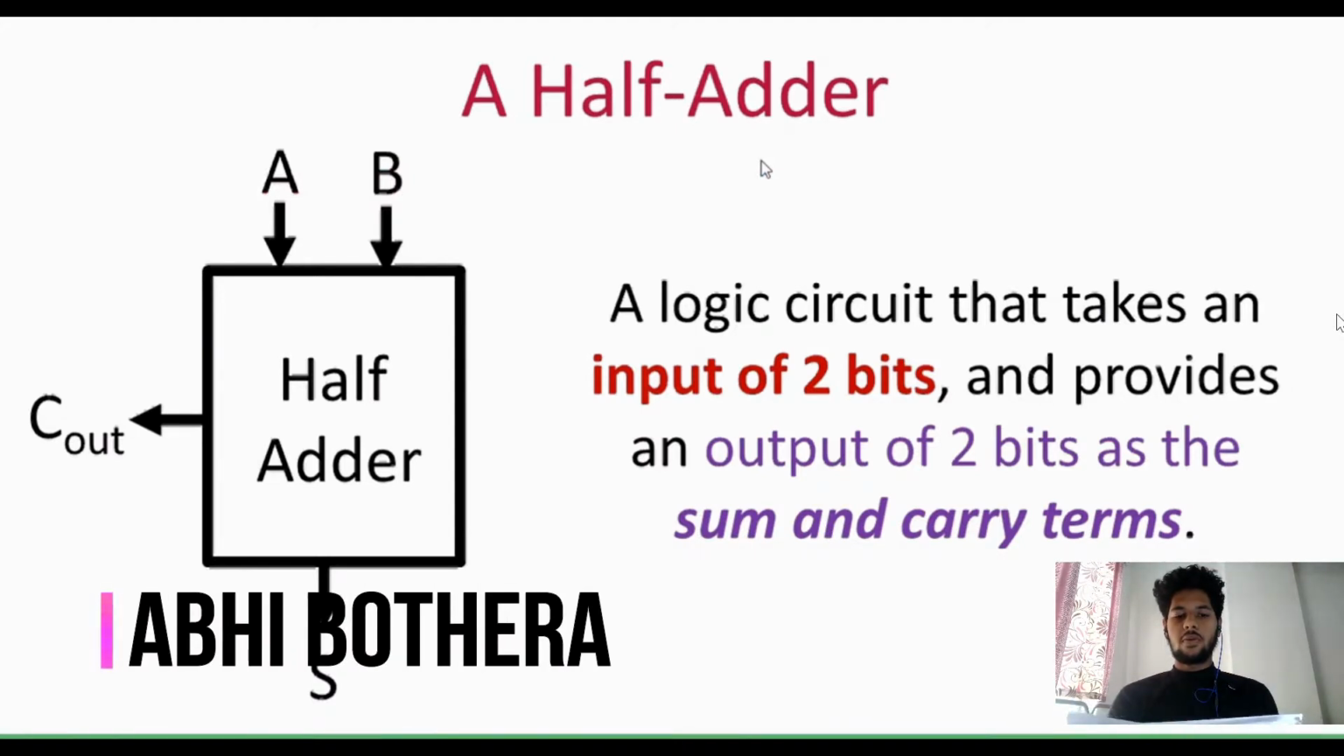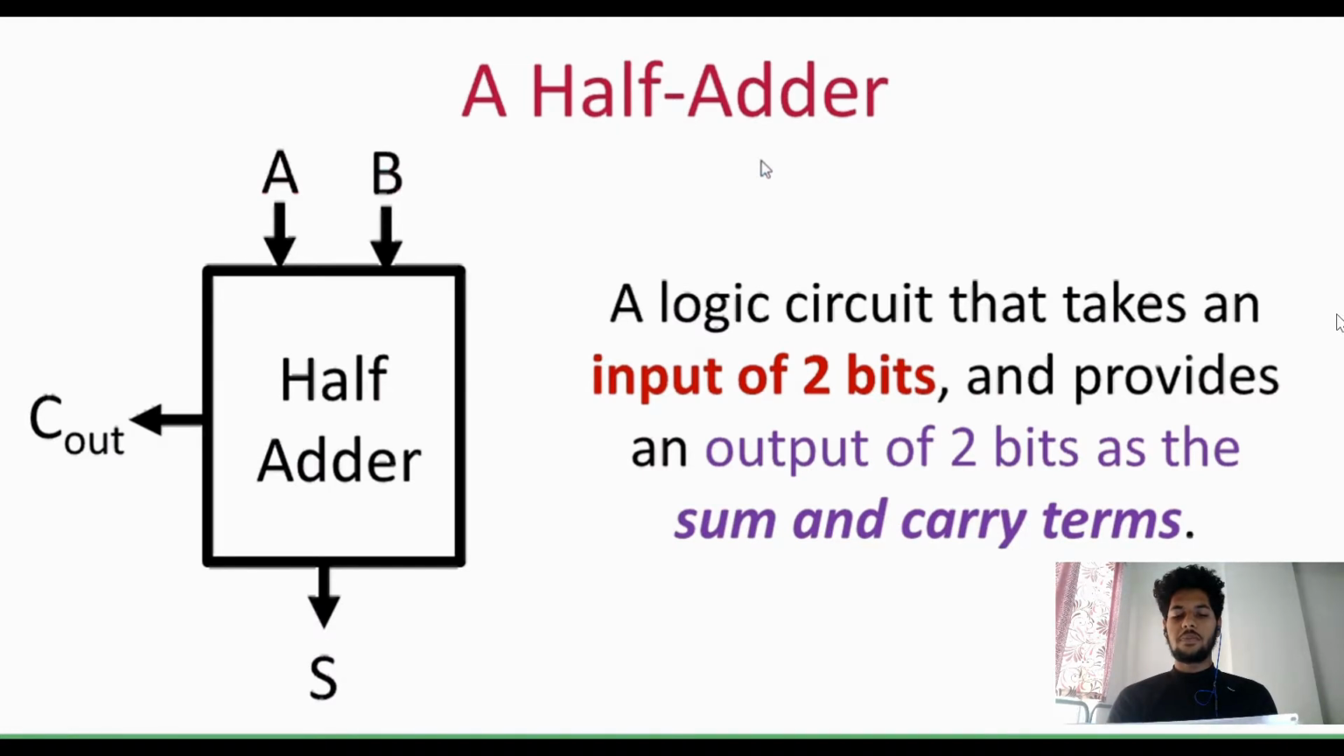A half adder is one of the combinational circuits that is used to add single bit numbers. It does not take carry from the previous sum. A logical circuit that takes an input of 2 bits and provides an output of 2 bits as the sum and carry terms is called a half adder. Output here is only dependent on the present input. So here the output depends on A and B.